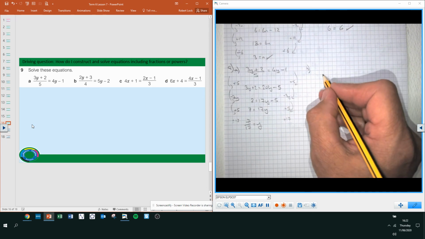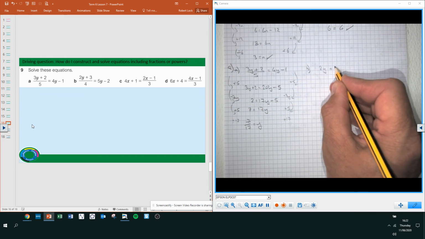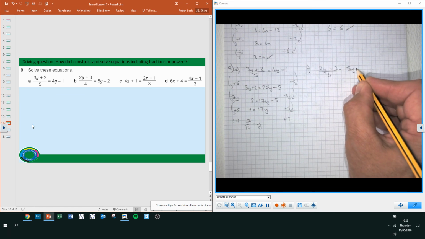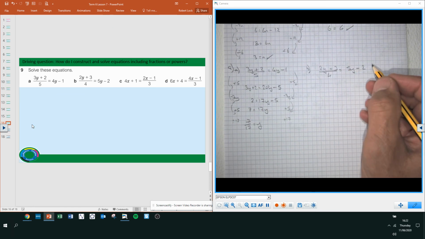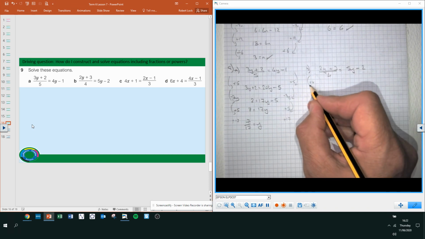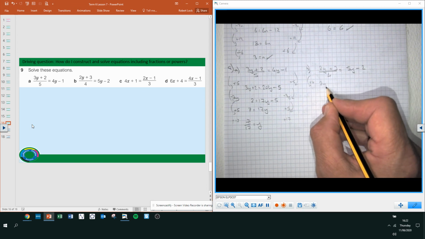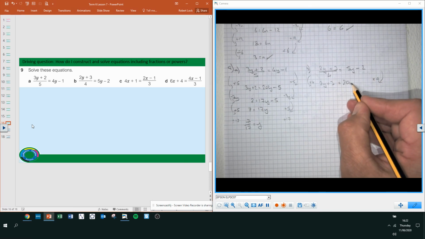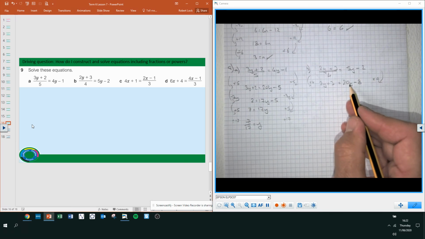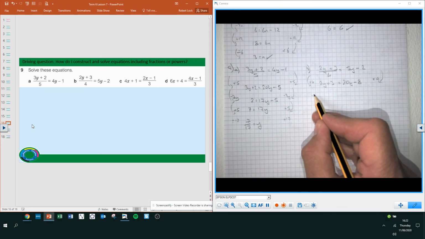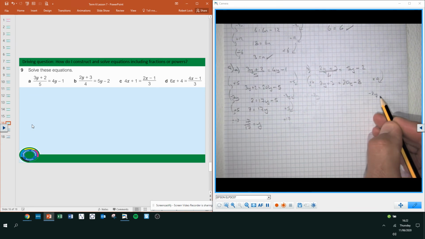B. 2y plus 3 over 4 equals 5y minus 2. To get rid of divide by 4, we need to times everything by 4. So times by 4. 2y plus 3 equals 20y minus 8. Most of the y's are that side. So subtract 2y on both sides.